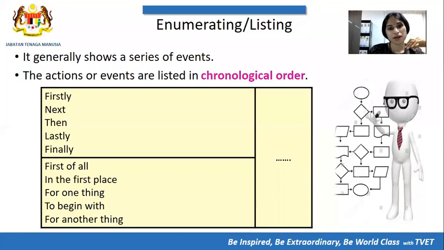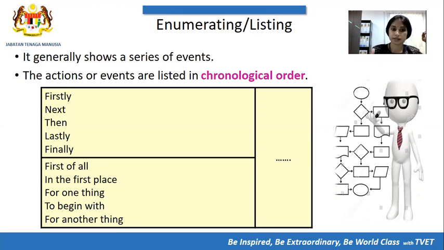All right, now we look at enumerating or listing signal words or phrases. It generally shows a series of events, or a process or steps, where you want the listener or the reader to follow accordingly. Therefore, the actions or events are listed in chronological order. Chronological order means it comes with step 1, step 2, step 3.